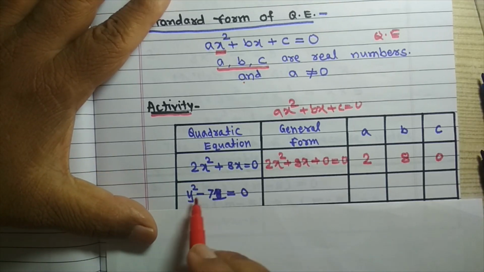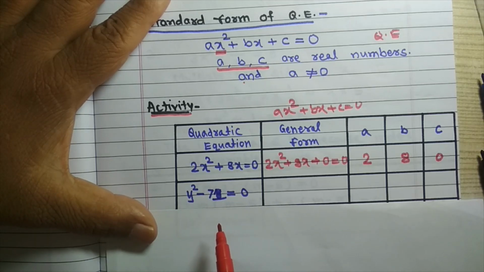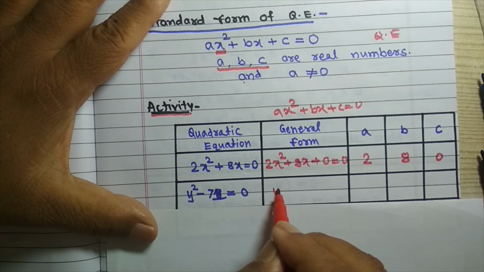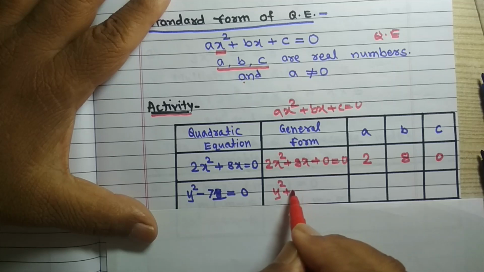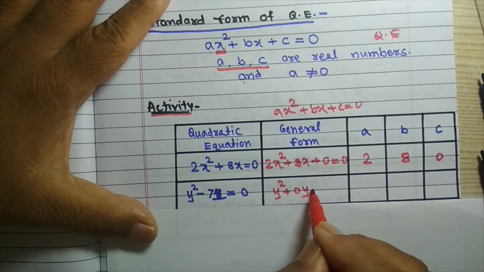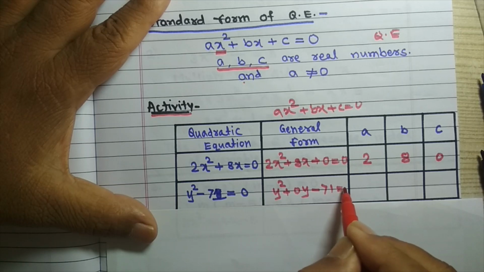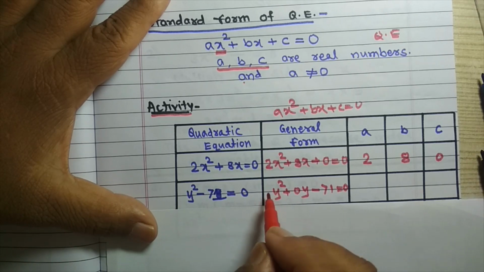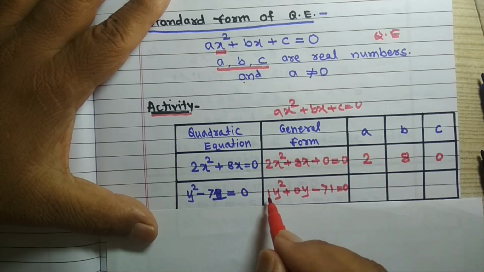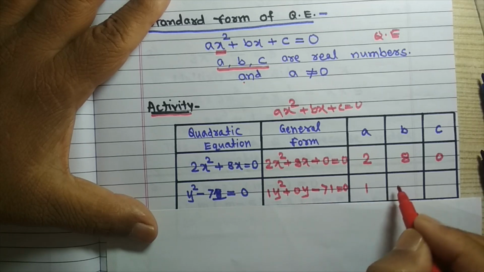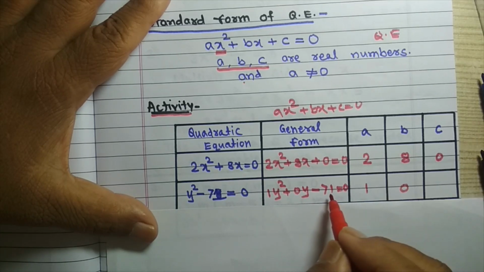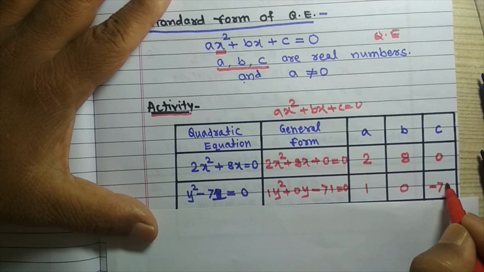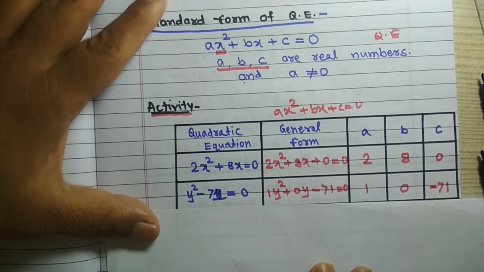Second, y square minus 71 is equal to 0. The middle term is not given to us, therefore we have to write it like this: y square plus 0y minus 71 is equal to 0. Again we have to compare with the standard form. Here the coefficient is 1, therefore a is equal to 1. Here the coefficient is 0, therefore b is equal to 0. Here the constant term is minus 71. We have to write it with the sign, so minus 71 is the value of c.